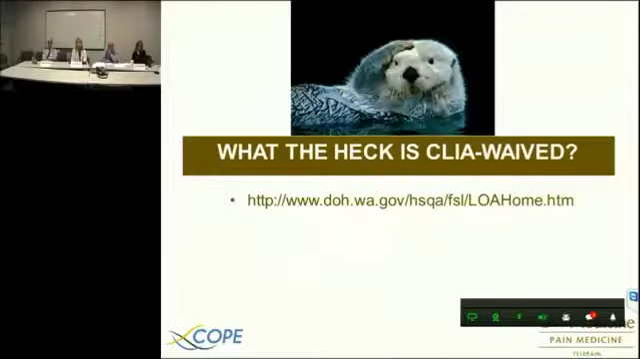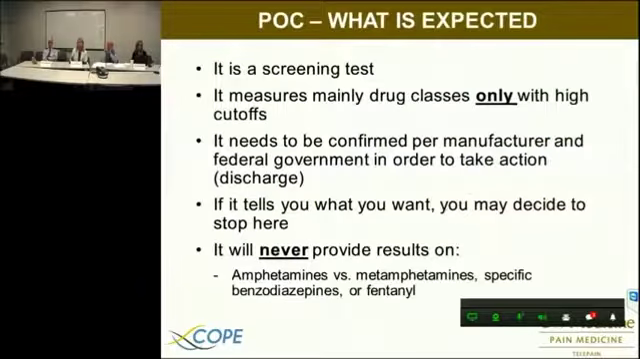Just as a gynecology doctor is not going to do a termination of a pregnancy, if that's what they want to do, based on a very simple pregnancy test, we shouldn't be stopping opioids just on the basis of a point of care test. So it's a screening test. It measures drug classes with high cutoffs. It needs to be confirmed. That's part of the CLIA waived factor. If it tells you what you want, you may stop there.